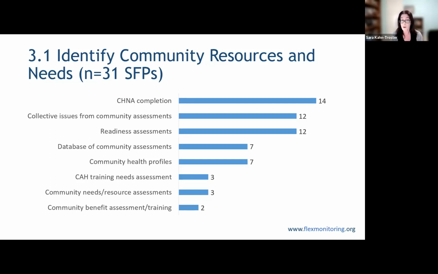After we adjusted the categories for consistency, we found that 31 state flex programs implemented 1 or more initiatives that fit under activity category 3.1. The most common ones focused on supporting CAHs in completing community health needs assessments through training, technical assistance, and distribution of community health data, analyzing the CHNAs or other assessments to share issues in the CAH communities and to inform initiatives in the other activity categories, and encouraging CAHs to take a population health readiness assessment to gauge leadership's understanding of population health concerns, as well as the hospital's capacity to address them.